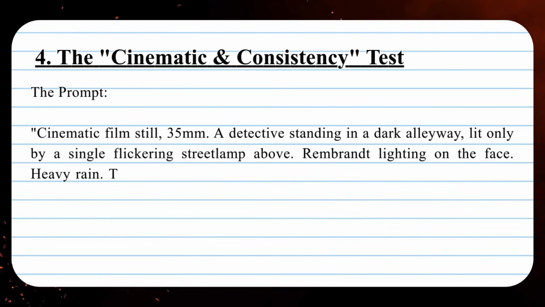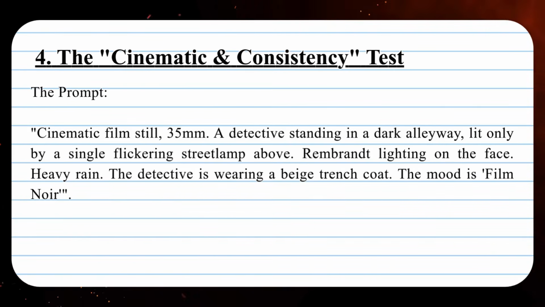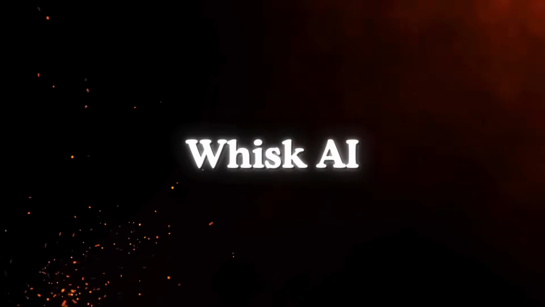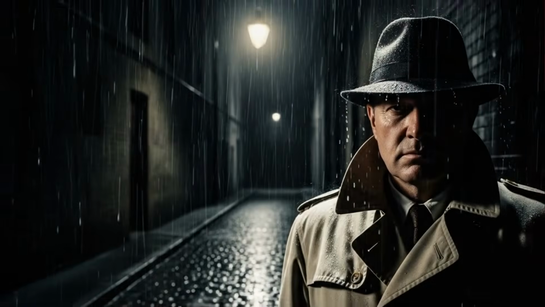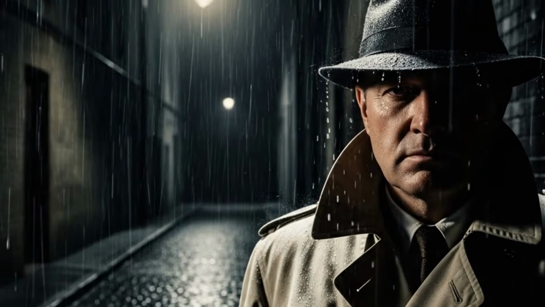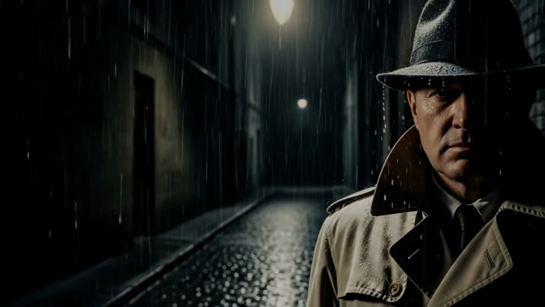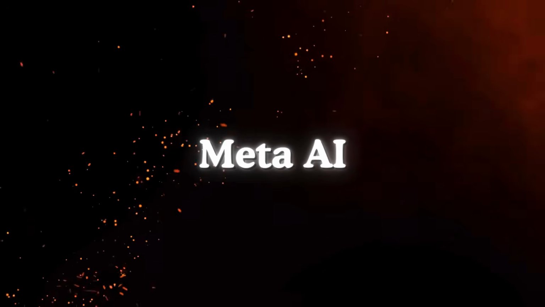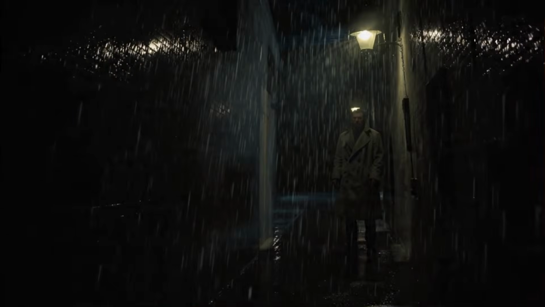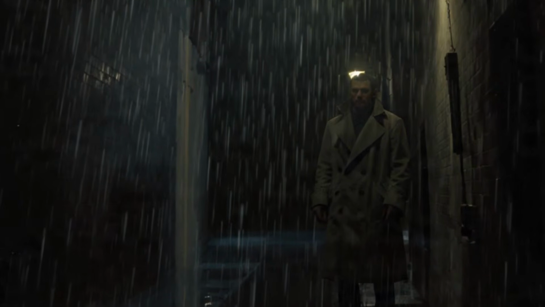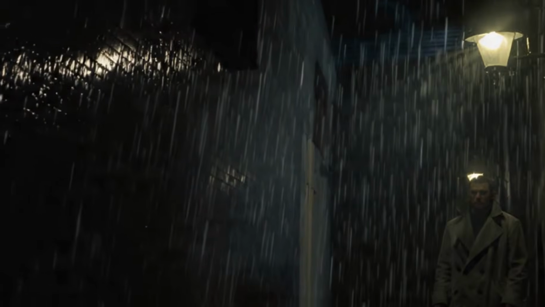This test is specifically for people like us, those who want cinematic scenes without showing our face. Let's see how they handled the film noir prompt. Whisk AI. Whisk absolutely nailed the mood, perfect Rembrandt lighting, dark, dramatic, film ready. Meta AI. Meta gives you mood over detail, deep shadows, silhouette, loneliness, more cinematic emotion, less subject clarity.